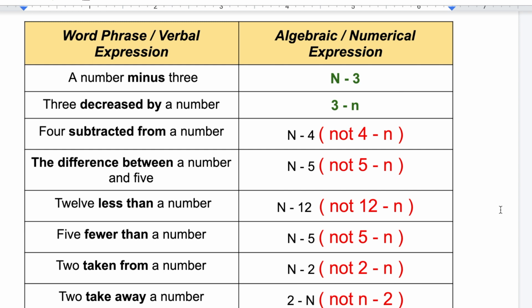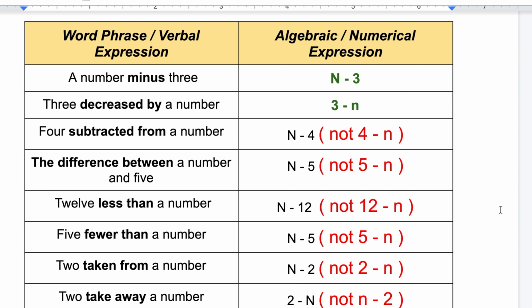Another example. The difference between 10 and 7. Which one did I say first? 10. So 10 minus 7. It makes sense, doesn't it? So the next one, 12 less than a number. Here when I say less than, you need to flip it. 12 less than a number. The number minus 12, not 12 minus the number.